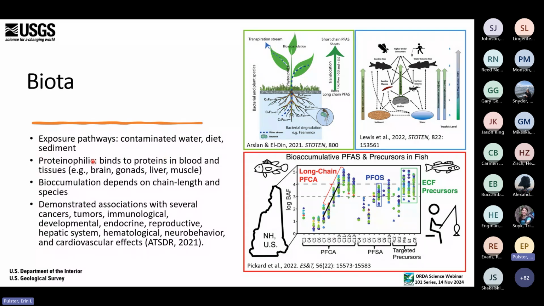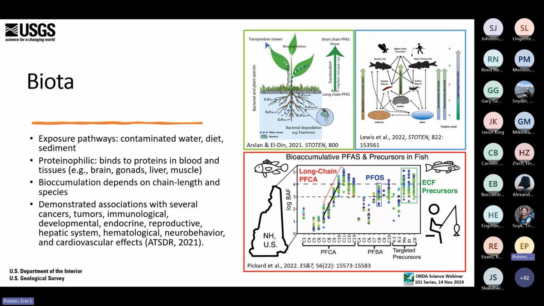Again, these are proteinophilic compounds, so they mostly bind to protein-rich tissues, blood. Typically, the highest concentrations in organisms are in the brain and gonads, followed by liver, muscle, and blood. Depending on the species, these might alternate, so that's why they're not necessarily in order of highest level. That's going to be species specific.